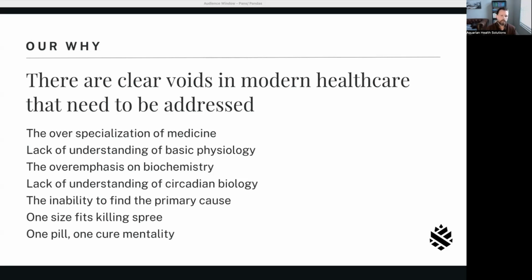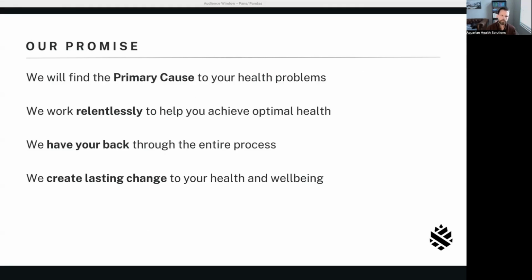One of the big things too is this one-size-fits-all killing spree component. Especially in PANS and PANDAS, a lot of physicians will say, it's just an infection. Let's just give high dose antibiotics. Let's give high dose antimicrobials. And that doesn't always work, because we're not taking into context the whole patient. We're not taking into context circadian biology, and we're not fully understanding what's going on with the physiology of a human. So when we can do all of those things, we can get customized approaches to healing and wellness.